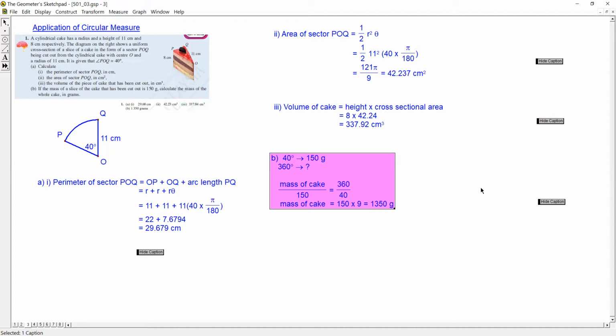Teacher, if we take 360 degree divided by 40, then we get 9. Then we take the 150 times with 9, can? Can. As long as you know what you are doing, it's okay. Right? Any more questions? No, then we move on to the next problem.